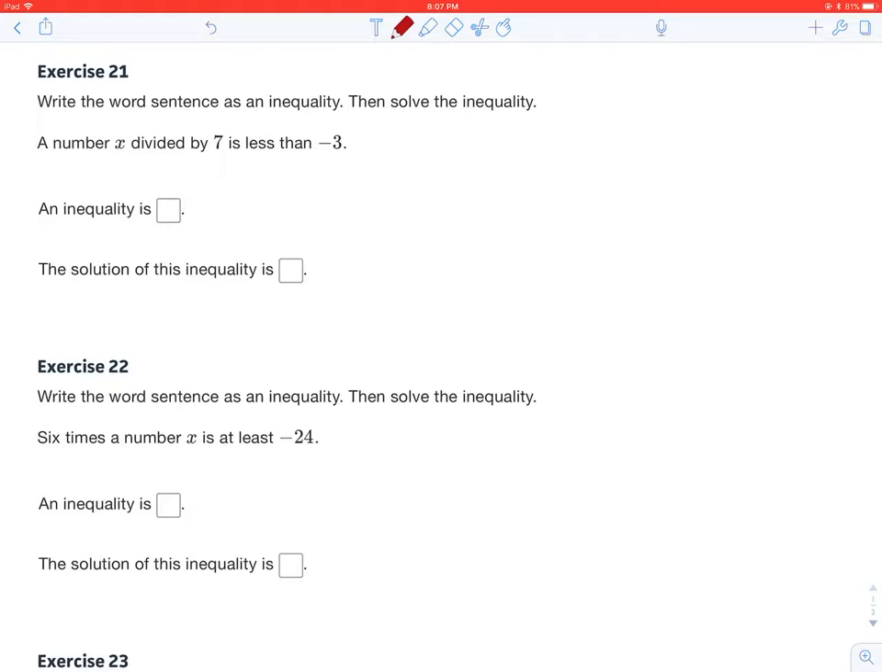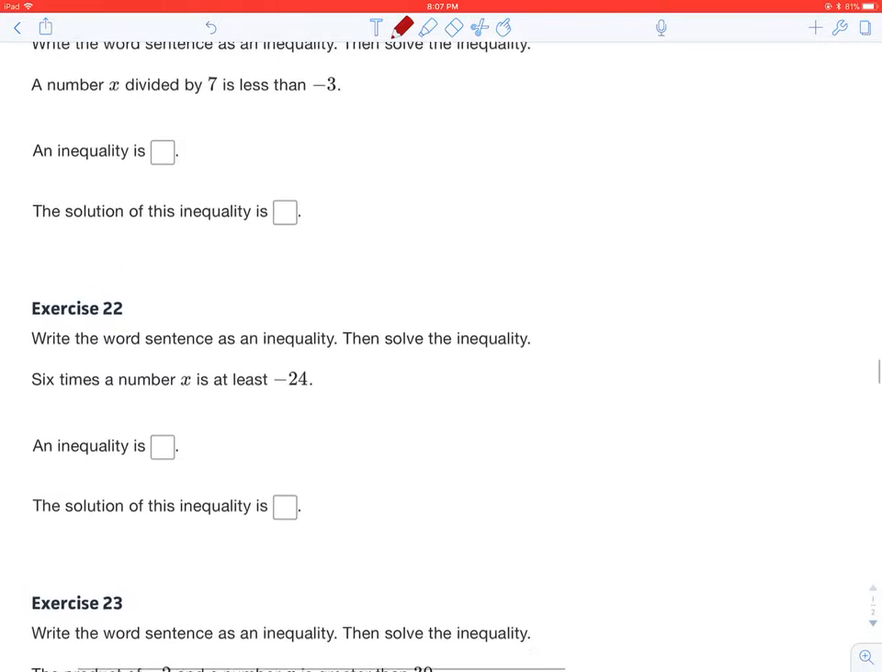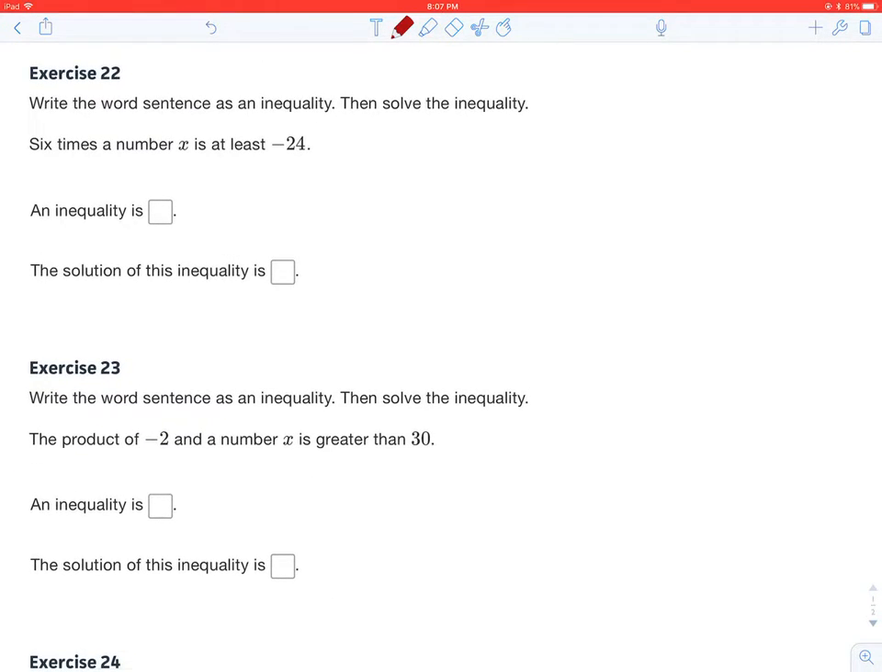Exercise 21 is the same kind of problem. We're going to take a word sentence and turn it into an inequality, and then we're going to solve that inequality. So a number x divided by 7 is less than negative 3. I'm going to actually leave that one totally to you.